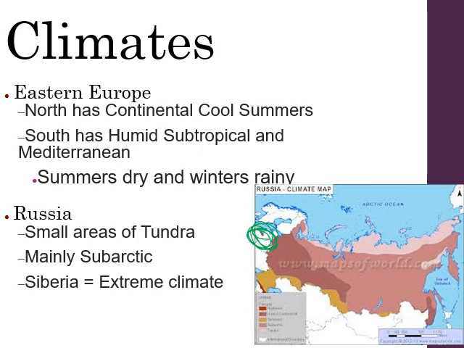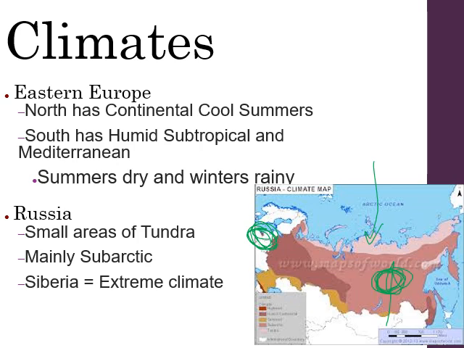In Russia, however, most of Russia is subarctic, and that would be kind of this, I guess, lighter color right here. Okay, but most of it is subarctic, but then there are also small areas of tundra up in the north part. That's kind of the light pink right there. Okay, and that tundra is that cold, dry, treeless land covered in snow most of the year, all that kind of stuff.